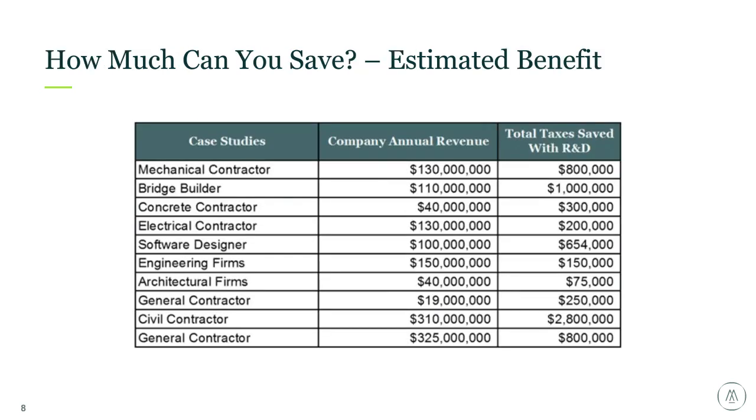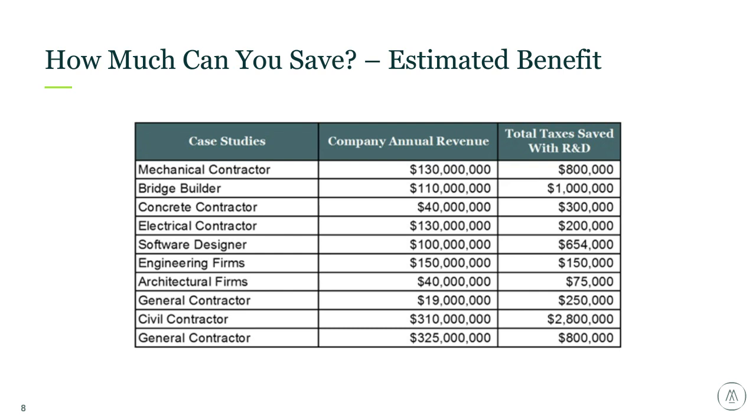So you'll see here some case studies that we've seen in the past, with estimated annual revenue for each type of company, as well as the potential tax savings related to taking an R&D credit. You'll see a mechanical contractor with $130 million of revenue saved about $800,000 in tax. We have some bridge builders, concrete contractors, as well as engineering firms. But you'll see it can range, and it can be pretty significant savings at the end of the day.